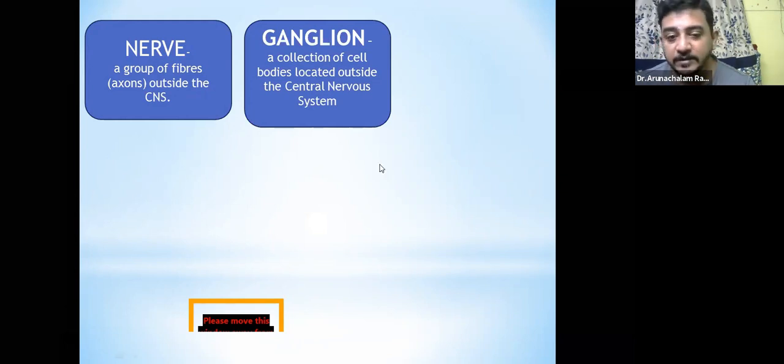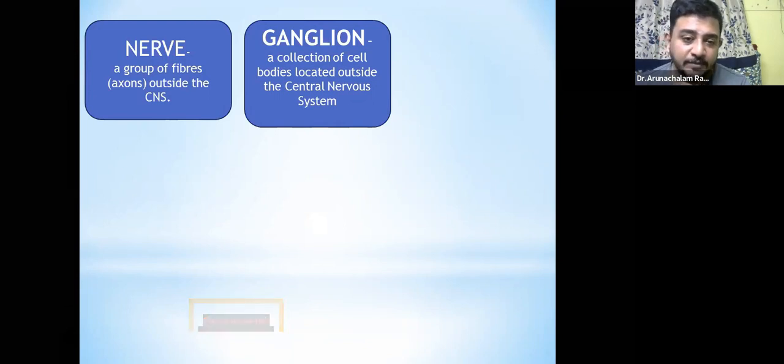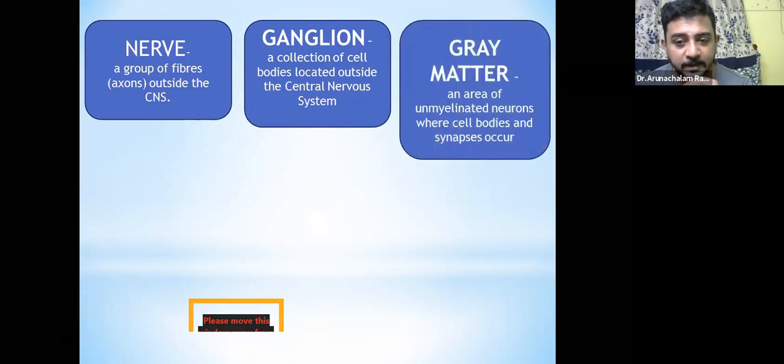A classical example is the posterior root ganglion, or the dorsal root ganglion, which is near the spinal cord. And for the nucleus, you have a lot of examples. You have the basal ganglia nuclei, you have nuclei for the cranial nerves, and you have the nucleus gracilis and nucleus cuneatus, the sensory relay of proprioception. So a nucleus is the gathering of nerve cell bodies which are located in the central nervous system.